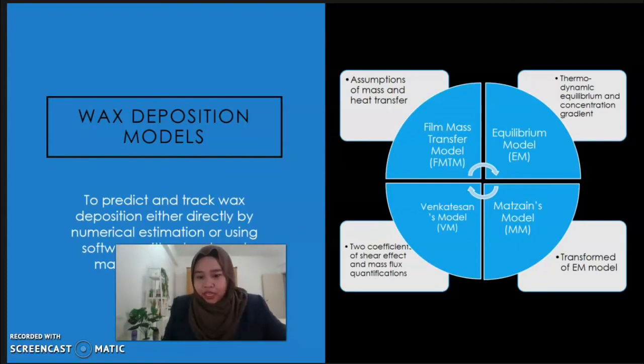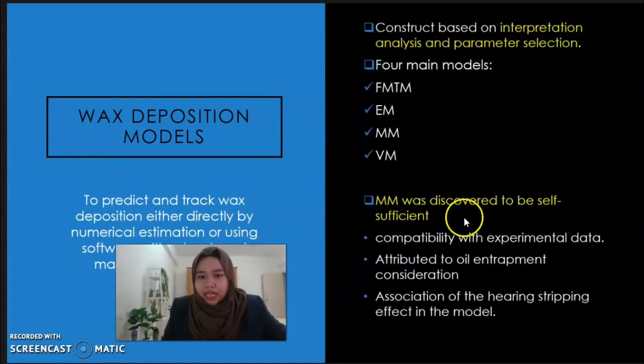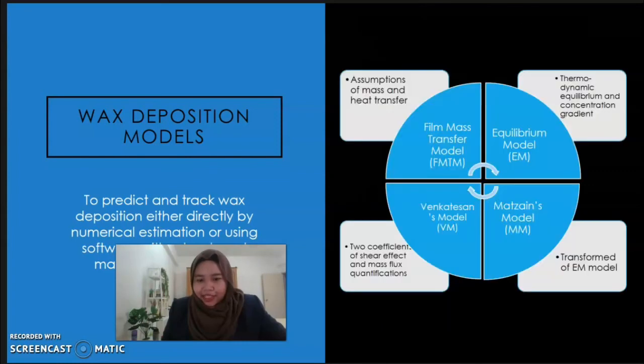What we can conclude from the four wax deposition models is that MM was discovered to be self-sufficient due to its compatibility with experimental data. It was also attributed to oil entrapment consideration and the association of the shear stripping effect in the model.